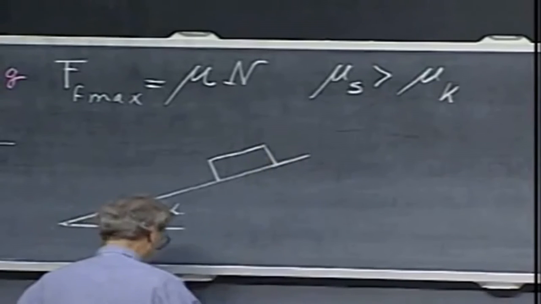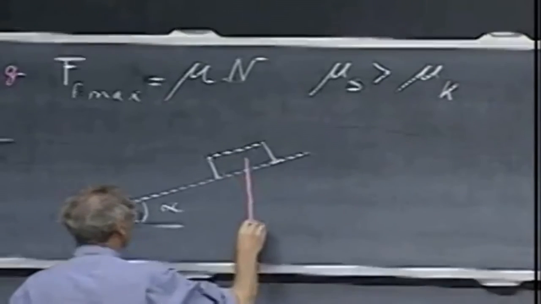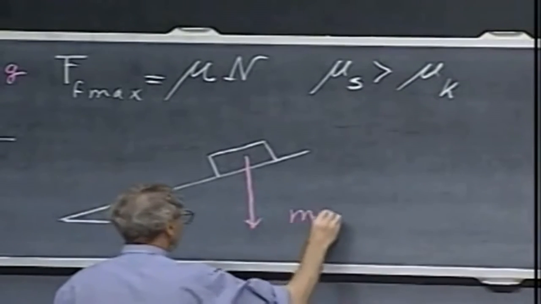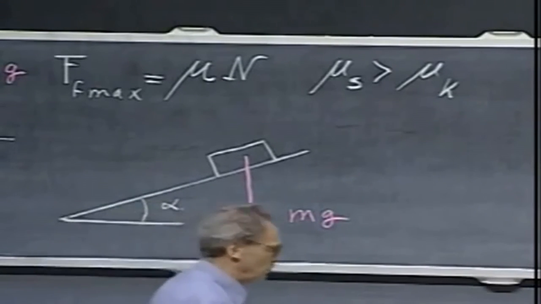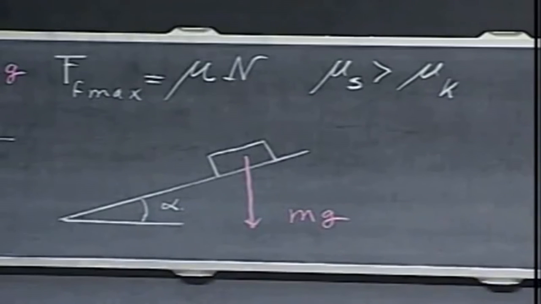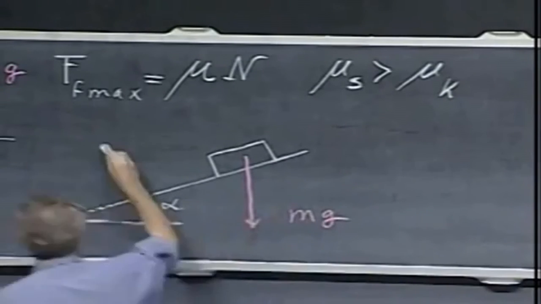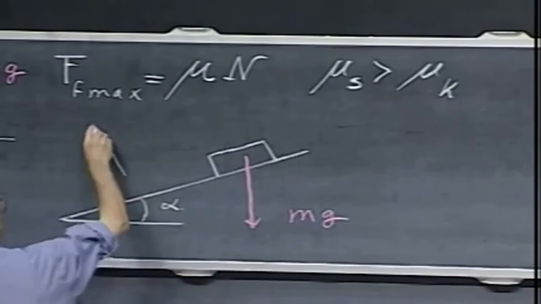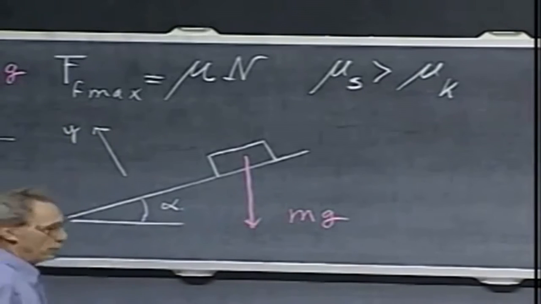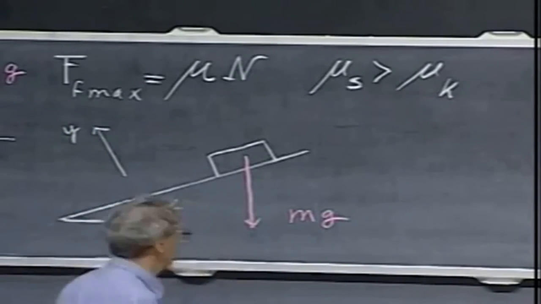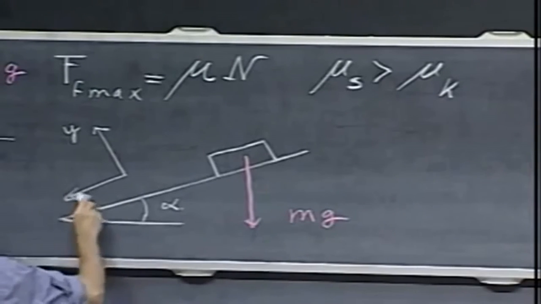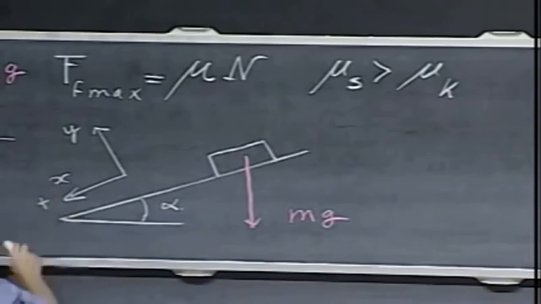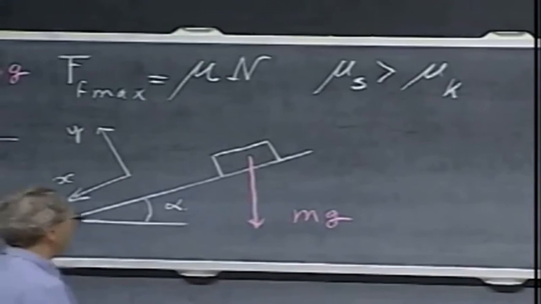Here is the object. This is the gravitational force mg, which I will decompose in two forces. One in the y direction, which I always choose perpendicular to the surface, and another one in an x direction. You're free to choose this plus or this plus. I will now choose this, the plus direction. I'm going to decompose them.